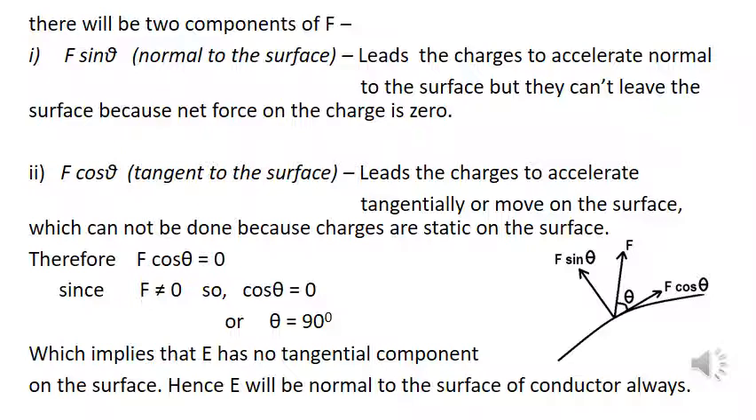Therefore, we can say F cos theta is equal to 0. Since F is not equal to 0, cos theta must be equal to 0, and cos theta has the value 0 for theta equal to 90 degrees. And we get that there will be no tangential component of force on the surface of the conductor, and hence E has also no tangential component. Hence E will be normal to the surface of the conductor always.